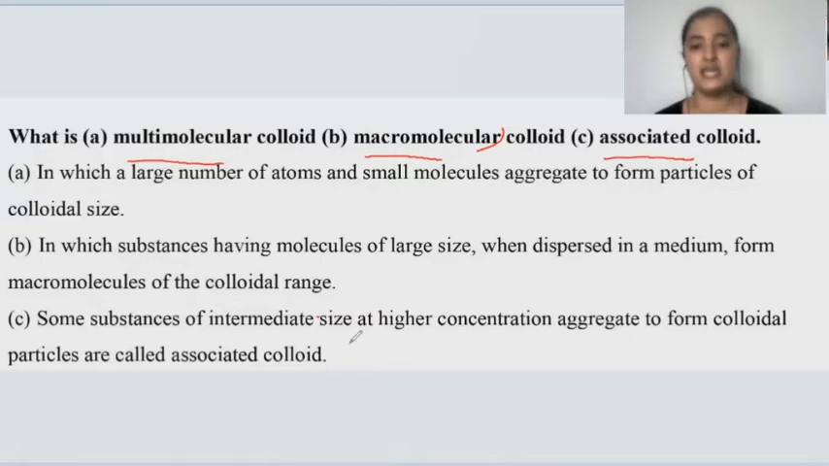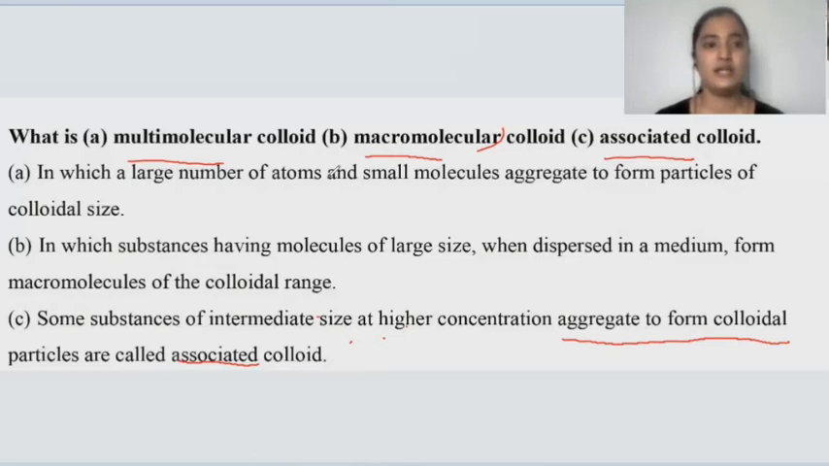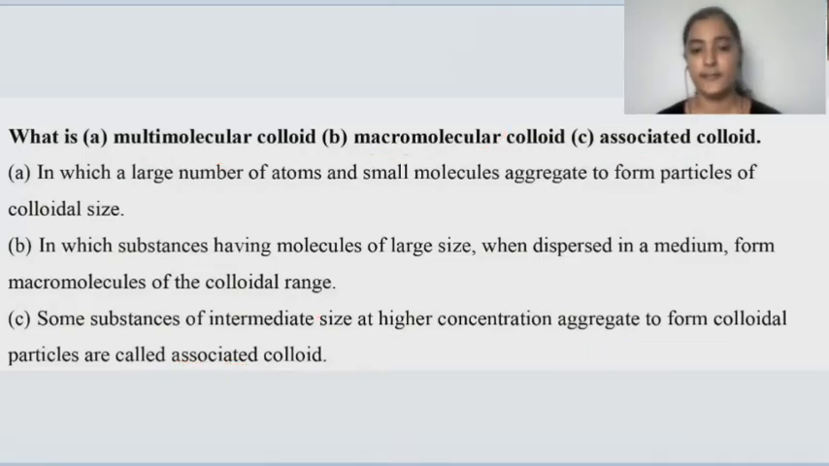Those particles, when they are in the lower concentration, are going to just act as the electrolyte. But when those particles are at higher concentration, they'll be aggregating together to form the colloidal particles. Those colloidal particles are regarded as associated colloids. Hope you got to know about the fifth question, children. Now let us move towards the next question.